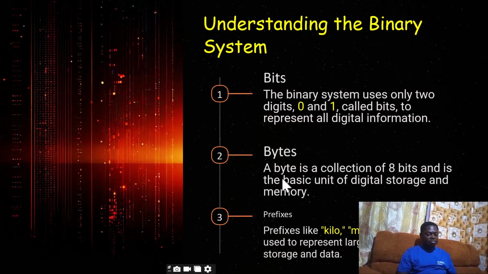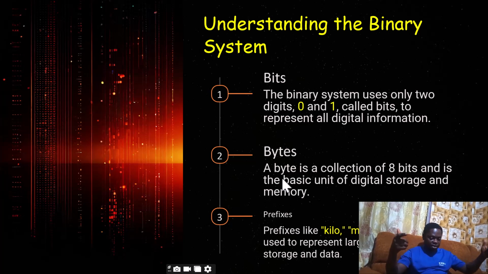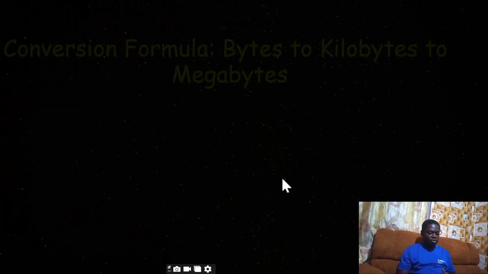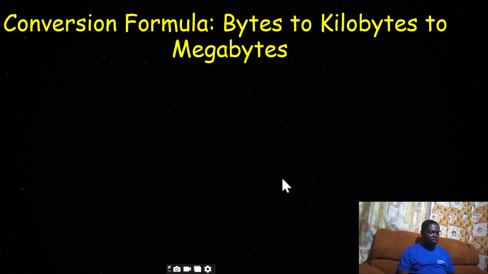Kilo, as explained, when the word kilo comes, we are talking about multiples of thousands. Then mega, the multiples of millions. Then giga goes into billions, and we shall see how they relate to our lesson today. So let us quickly veer into the conversion formula.